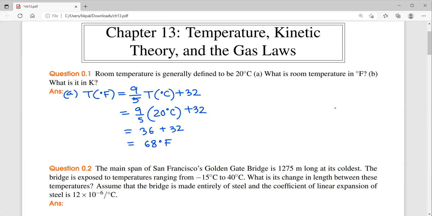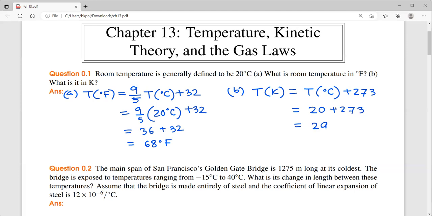Okay. And number B is basically very simple. T in Kelvin is equal to T in degree Celsius plus 273. Normally it's 273.15, but let's ignore the decimal places. So it is 20 degrees Celsius plus 273, which is 293 Kelvin. So the room temperature in Kelvin is 293 Kelvin. All right. Not too bad.